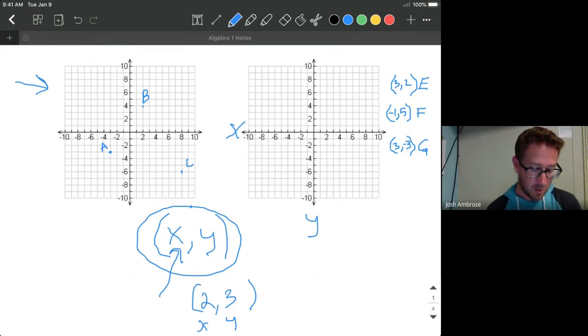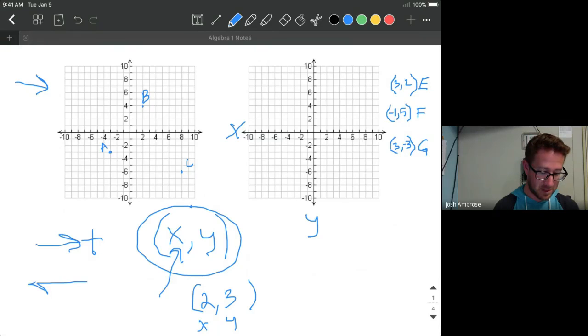And so what you always know now is that the X value goes first. So you are going to start by either counting to the right or counting to the left. If you move to the right, this is a positive number. And if you move to the left, this is a negative number. Okay? After you've moved to the right or to the left, then you're going to look: do I go up or do I go down?